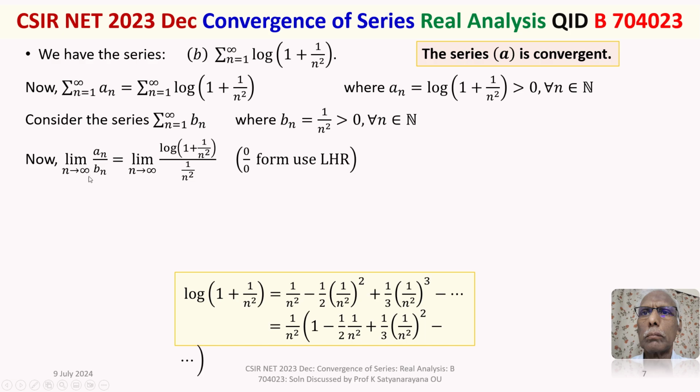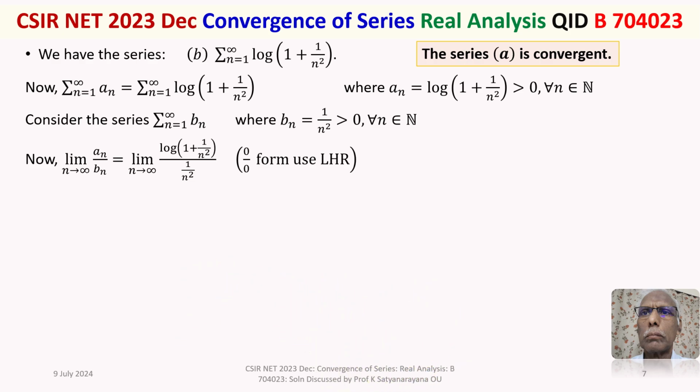For that, we take limit n tends to infinity an by bn, that is limit n tends to infinity, an is log of 1 plus 1 by n square by 1 by n square. As n tends to infinity, this takes a 0 by 0 form, which is an indeterminate form, and we use L'Hopital's rule. That is equal to limit n tends to infinity. The derivative of the numerator is 1 by 1 plus 1 by n square times the derivative of 1 by n square with respect to n, which is minus 2 by n cube. The derivative of the denominator, 1 by n square with respect to n, is minus 2 by n cube. The cancellation takes place, minus 2 by n cube, minus 2 by n cube cancels. The limit as n tends to infinity is 1, which is not 0 and is finite.